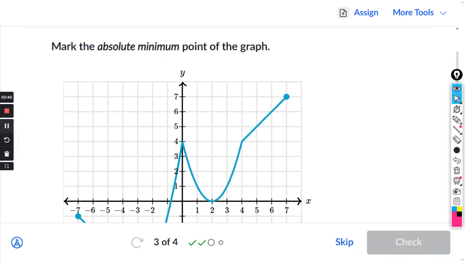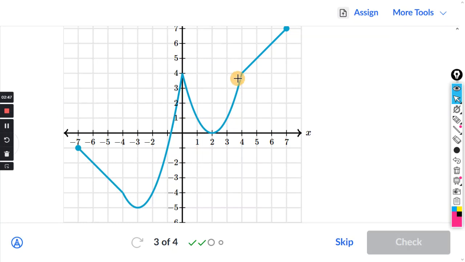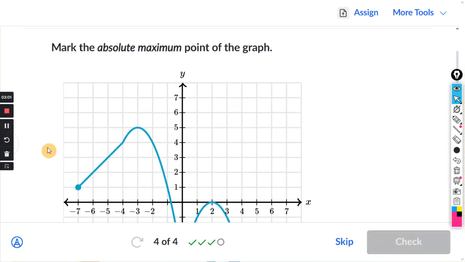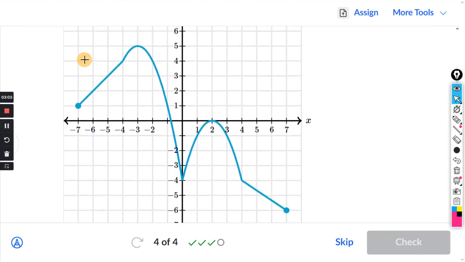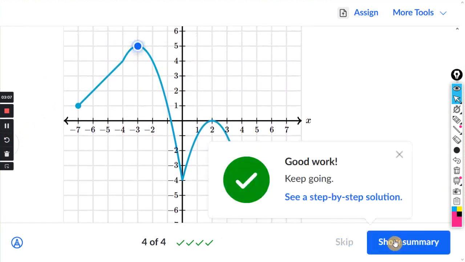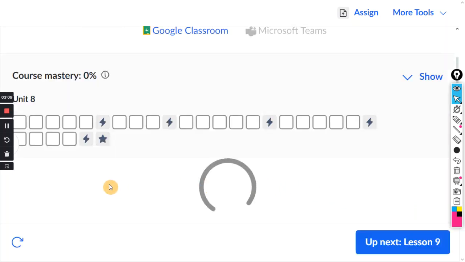Absolute minimum, lowest point. All right, here's our graph. Trace it to the lowest point. Take the crosshairs and just click on it right there. Lowest point, absolute minimum. Absolute maximum, highest point. And that is right there, the highest point, the maximum. All right, pretty simple.